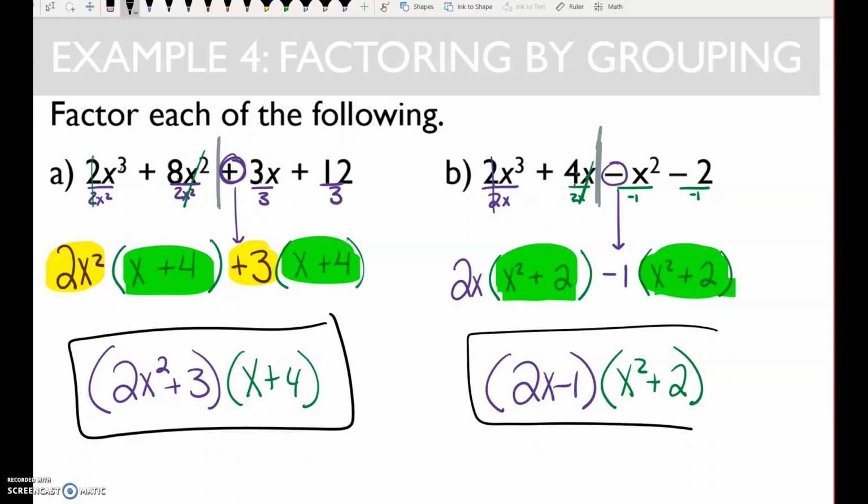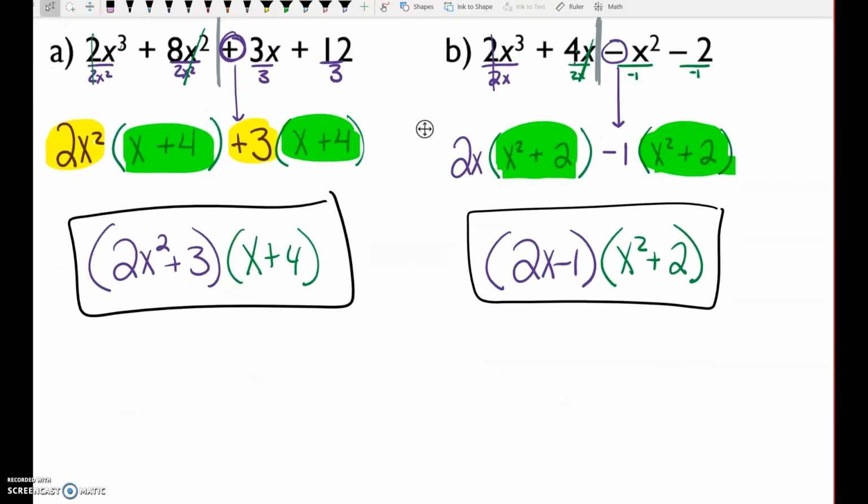Now, does the order that you write these parentheses matter? Absolutely not. If we had written x squared plus 2 first and 2x minus 1 second, that would have been totally fine. The one thing that you cannot do is stack them. So if you try to write it like this, I will definitely count that wrong. You don't want to stack them. You want to write them horizontally like that.